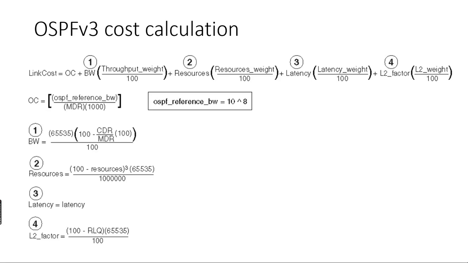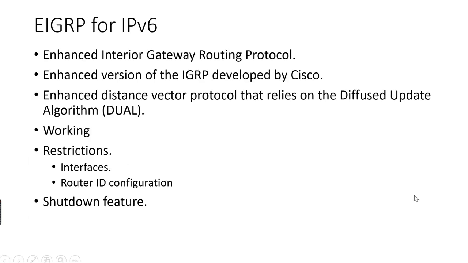This slide tells about the OSPFv3 cost calculation. As you are seeing in this formula, the link cost is achieved with the help of four important parameters, which are the bandwidth, resources, latency, and L2 factor. The calculation for each of these parameters is also given in the picture. So this is all about the OSPFv3 protocol.